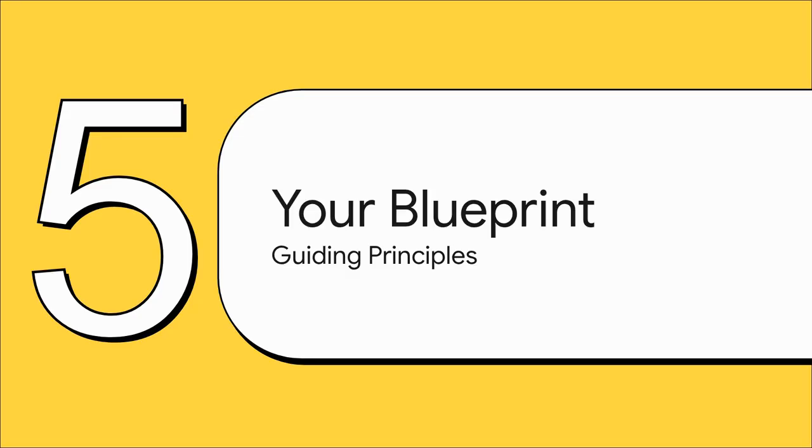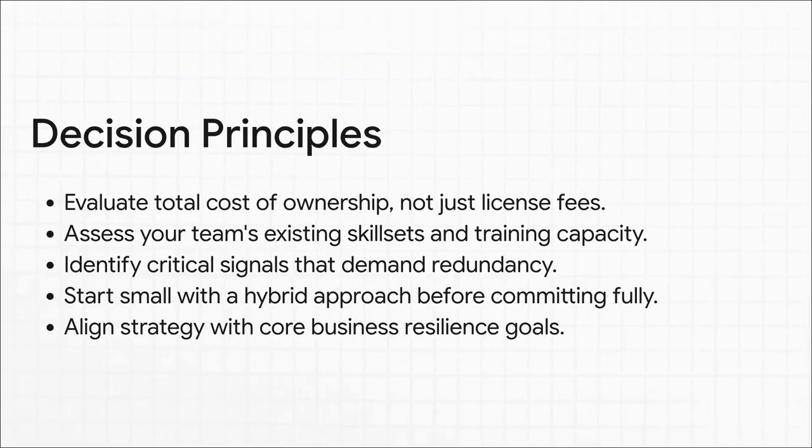All right, so how do you take all these ideas and actually apply them to your work? Let's try to distill all this down into a blueprint, a set of principles that can guide you as you build out your own observability strategy. Okay, let's put it all together. Here are your guiding principles. First, and this is a big one, look beyond the sticker price. Think about the total cost of ownership, which includes things like training and the operational overhead. Second, be brutally honest about your team's existing skills and how much time they have to learn new things. Third, find those can't-miss signals and use that hybrid duplication pattern for them. And finally, always tie your tech strategy back to the main business goal: resilience.